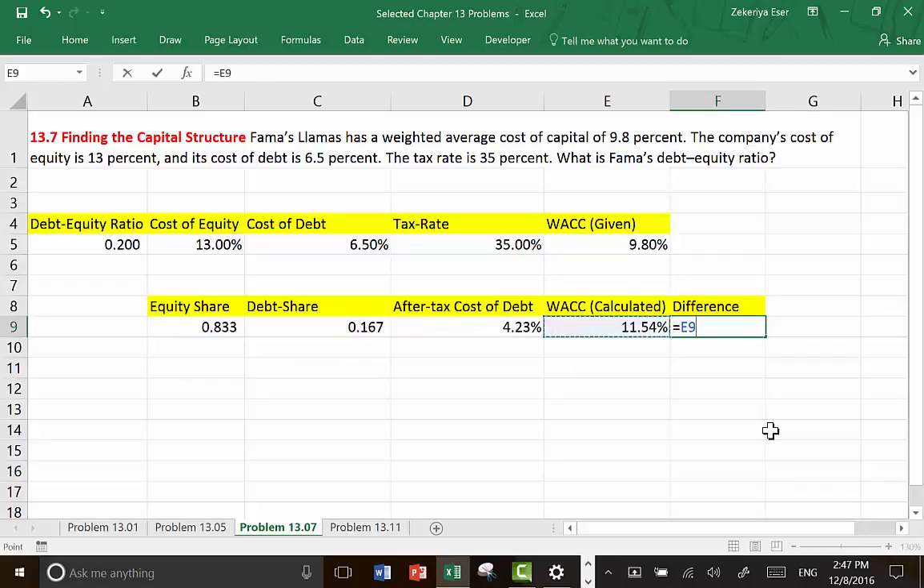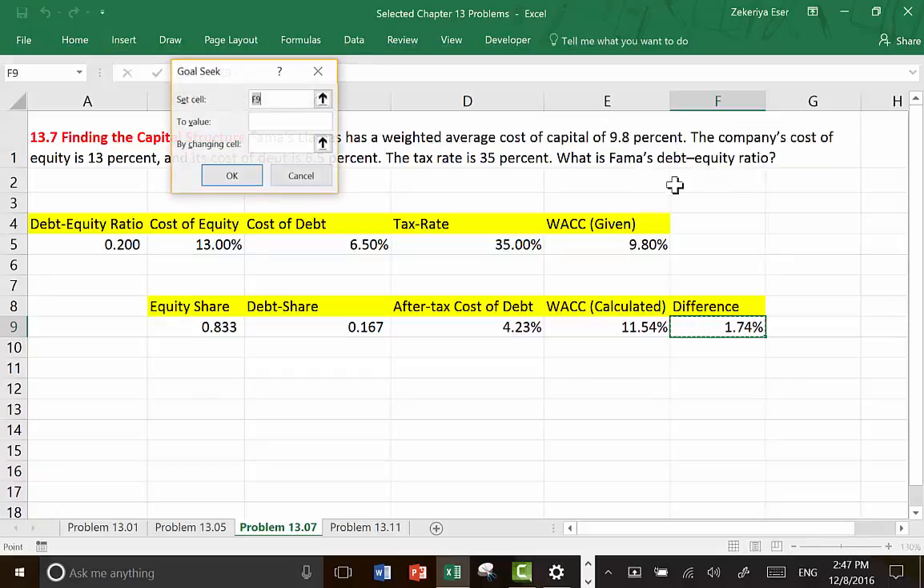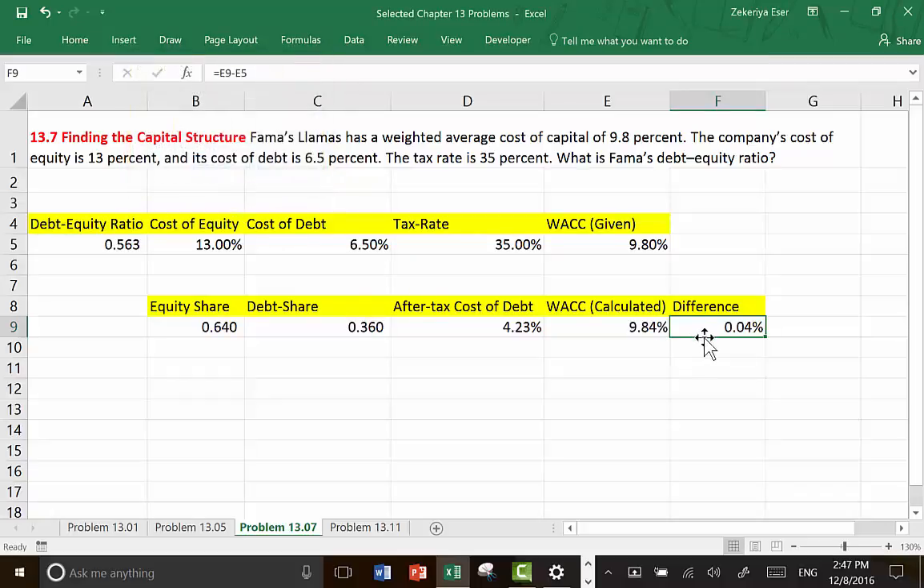The difference, with the given WACC of 9.8%, is 1.74%. We want to make the difference 0 by changing the debt equity ratio. For that, under the Data tab, we do what-if analysis, goal seek, make that difference 0 by changing the debt equity ratio. Well, that's close enough.